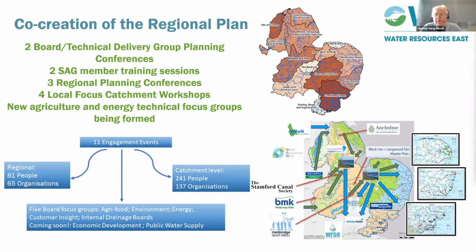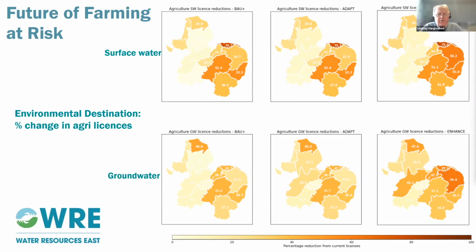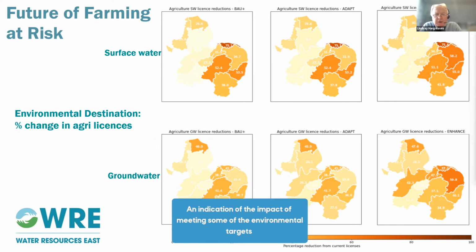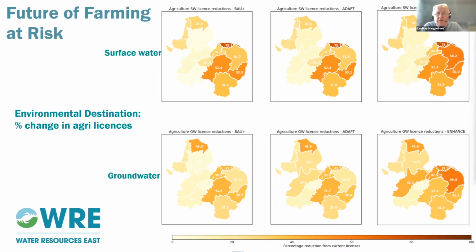At the risks to agriculture as they've been set up, it is quite a sobering picture. I've put this suite of images up to give an illustration of that. The top row of maps, headed surface water, and the bottom row, headed groundwater, illustrate what implications meeting some of the environmental ambitions and destinations that we need to achieve could have for agriculture.